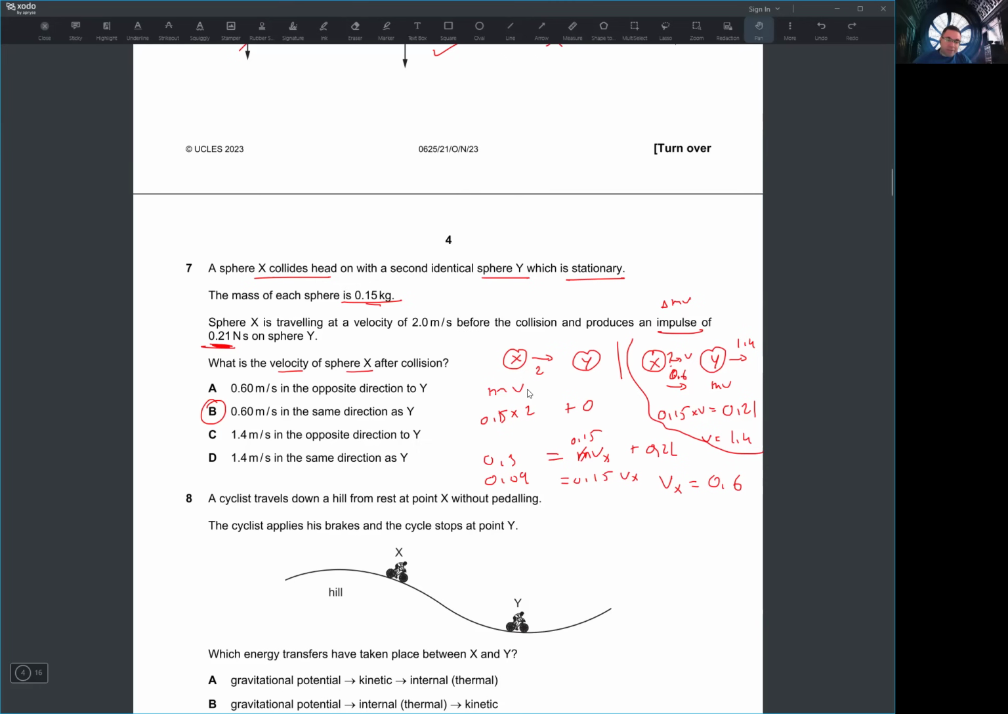Of course, what you're saying is absolutely correct. Yeah, see, you can say, oh yeah, Mr., the impulse on sphere X is the same. Sorry, but you need to realize that impulse is change in momentum. For X, there is a change in momentum: 0.15 times final velocity minus the original speed, which is 2. You have to substitute it like this. Final minus initial equals 0.21. But wait a second, that 0.21 is on sphere Y, not on sphere X, so here it takes a minus sign. This is why you got a negative sign, Yassin.